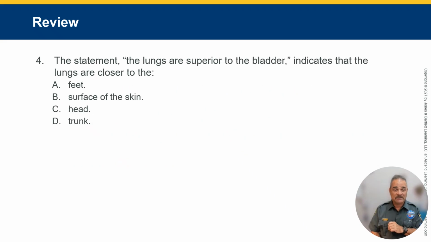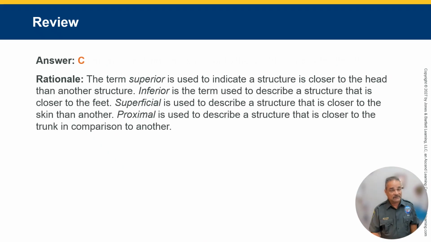All right, the statement, the lungs are superior to the bladder, indicates that lungs are closer to the what? Superior. The lungs are superior to the bladder. Come on, you can do this. So superior, what does superior mean? Okay, so it's C. The term superior is used to indicate a structure that's closer to the head. Inferior is closer to the feet. So C is correct.